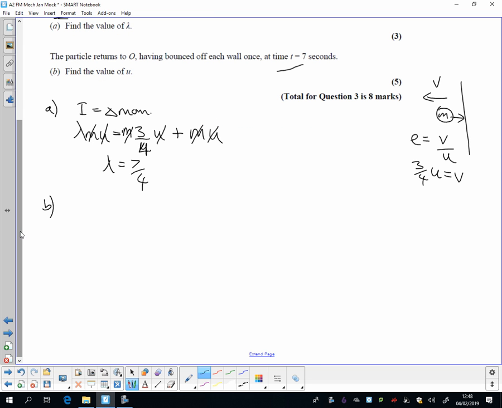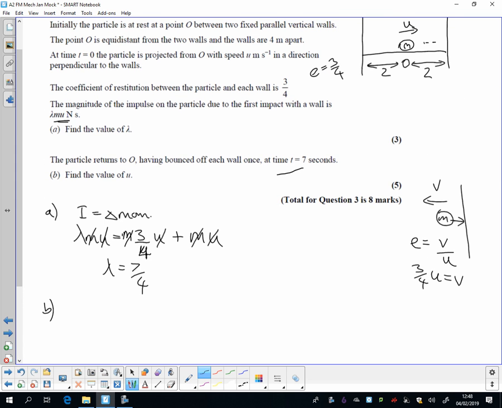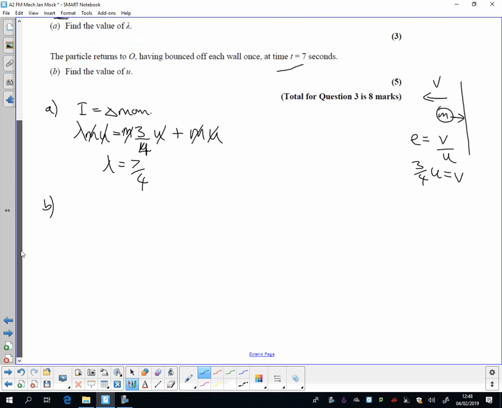What happens now? Right, well, the particle here is going to bounce against the first wall, turn around, bounce against the second wall, turn around, come back to O, and it's going to take 7 seconds to do that, and we want to find u. Now, we're going to be using speed, distance, and time here, but the speed's going to change every time it bounces. So we've got the start, after bounce 1, after bounce 2, and then work out the speed and the distance between all of these.